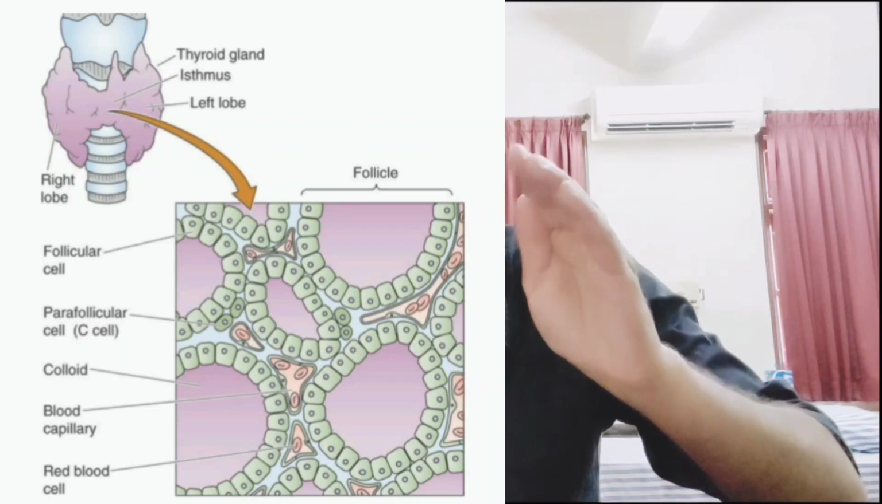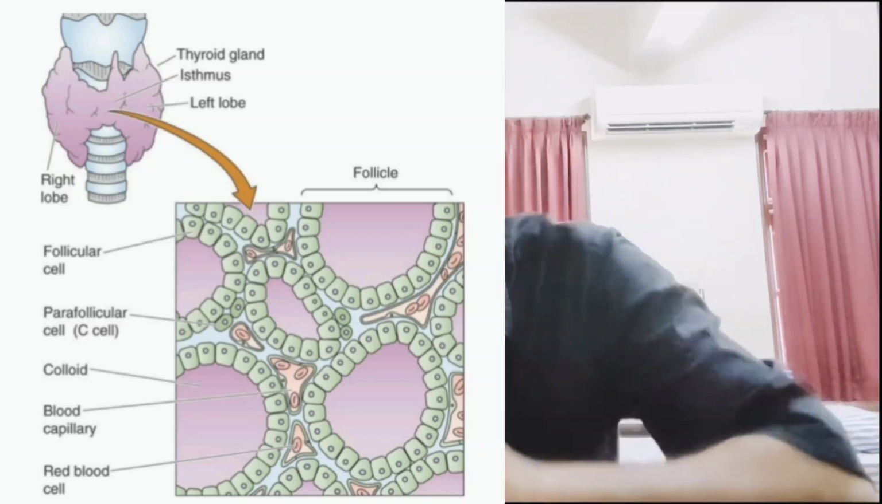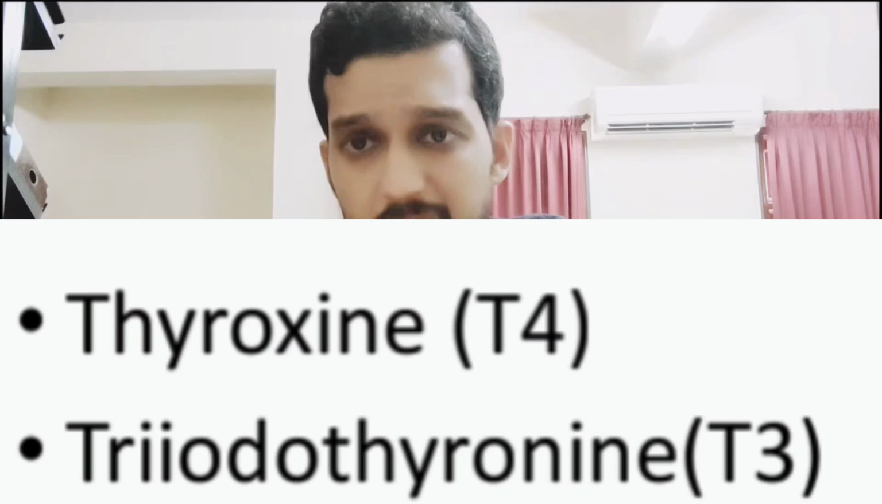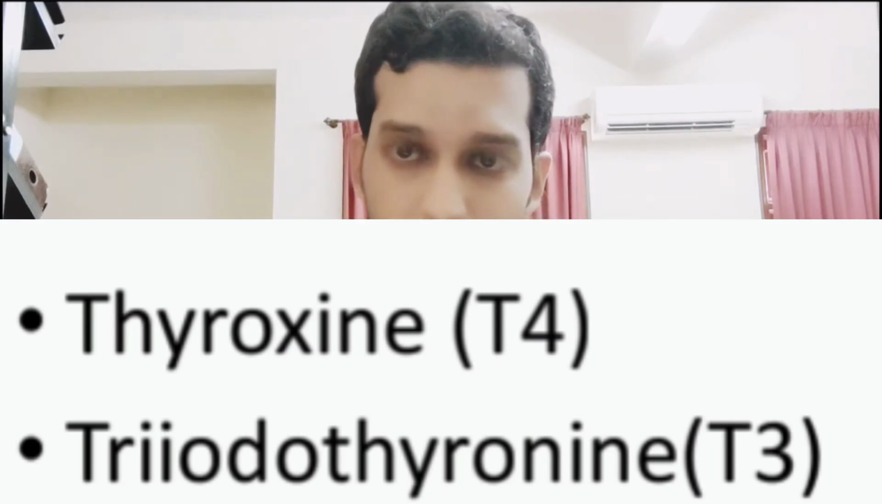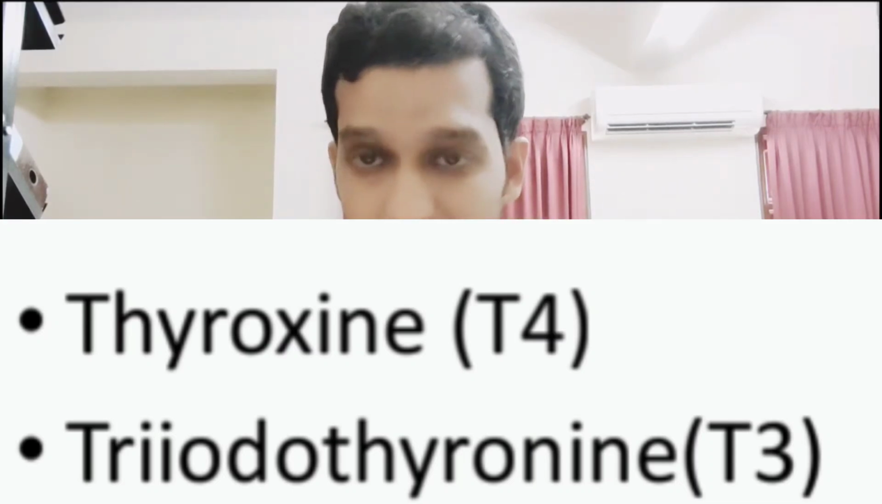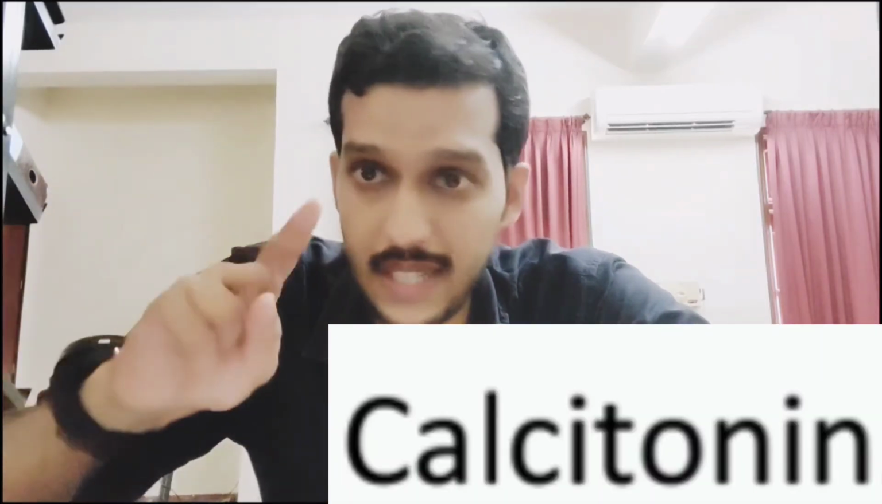What are the cells present in the thyroid gland? It can be divided into two types: follicular cells and parafollicular cells. The follicular cells produce mainly T3 and T4, triiodothyronine and thyroxine, which are tyrosine derivatives. Parafollicular cells, adjacent to the follicular cells, produce the main hormone calcitonin. Calcitonin is concerned with the regulation of the blood calcium level, the calcium metabolism.